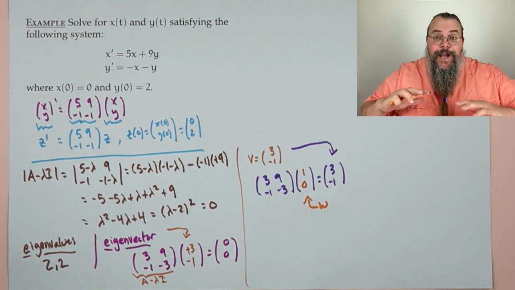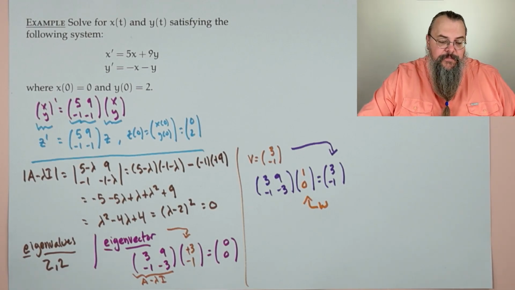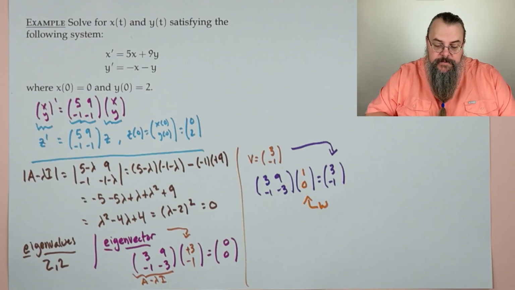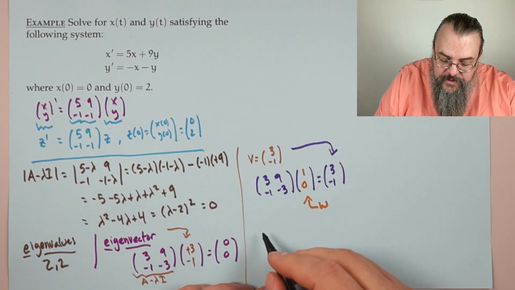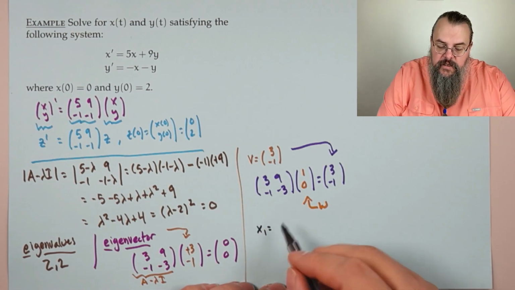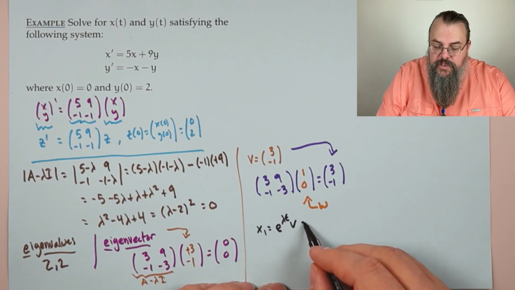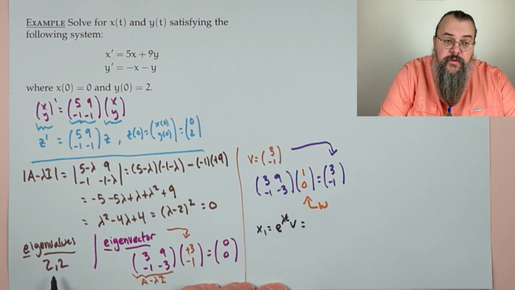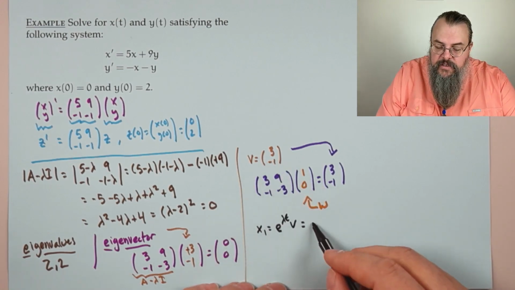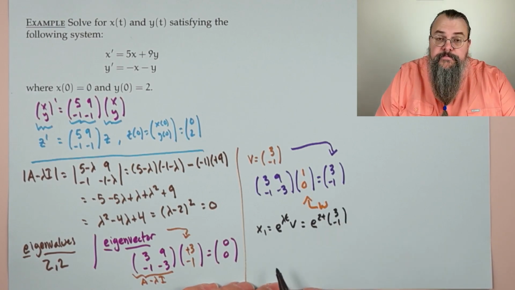All right. Whew. Now we have our pieces, and we have to remember how our pieces fit together. Well, what happens? We get the following. Our first solution, x1, will be our e to the lambda t v, which in our case, lambda is 2, and our v is 3, minus 1. So e to the 2t, 3, minus 1.